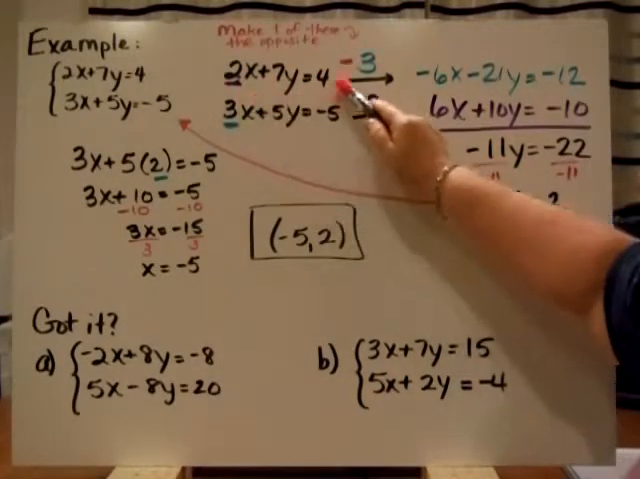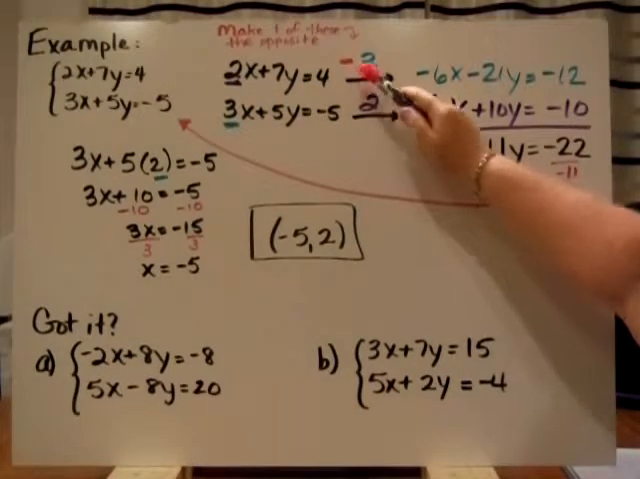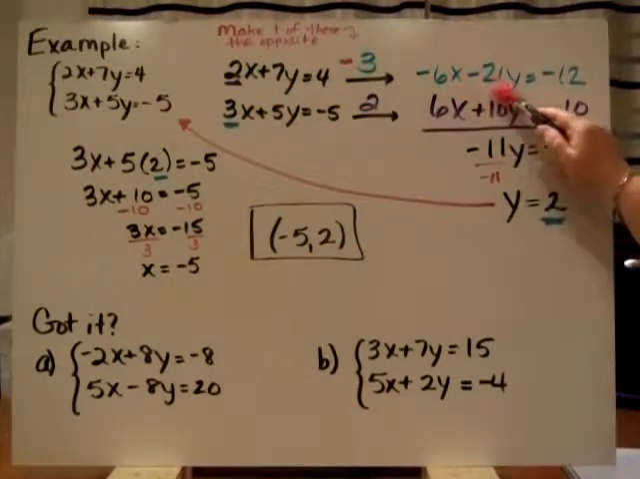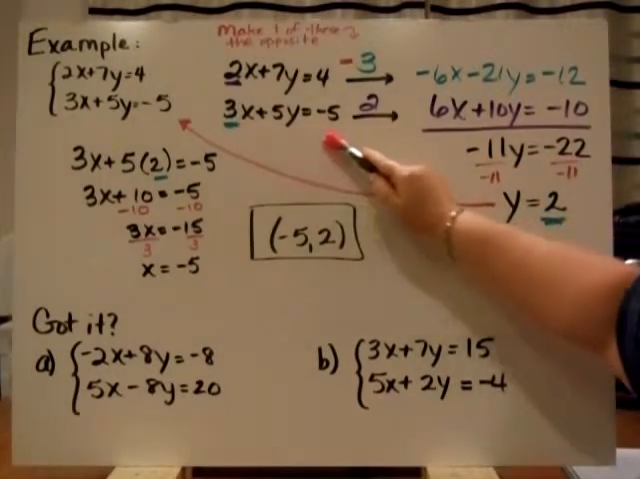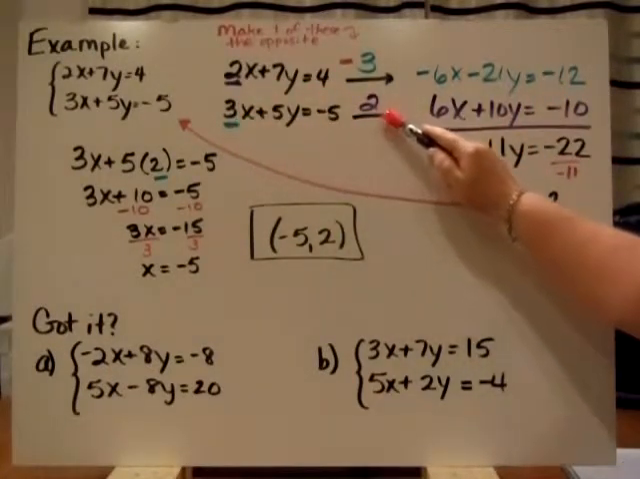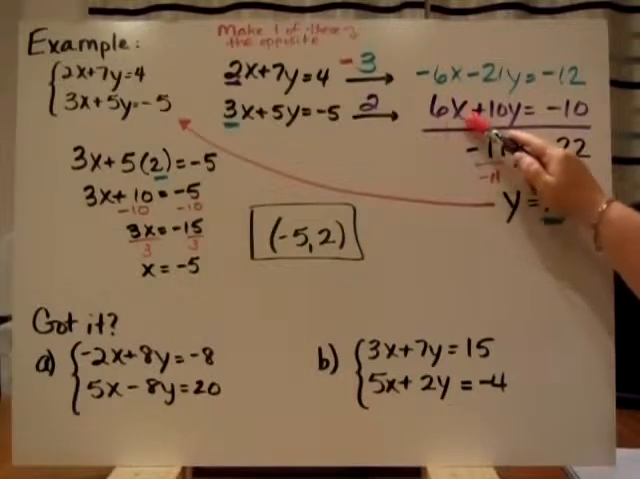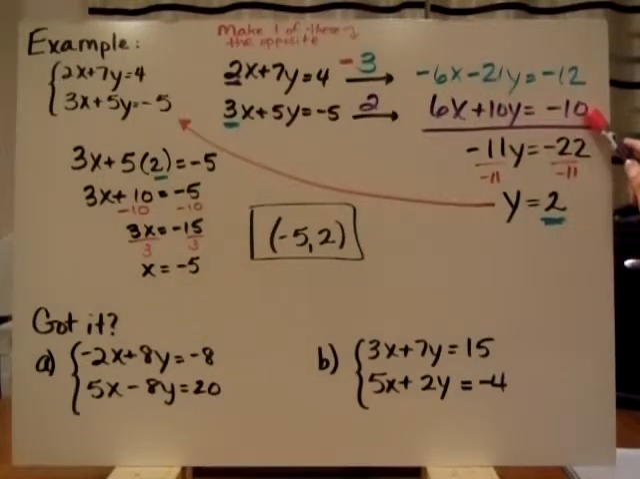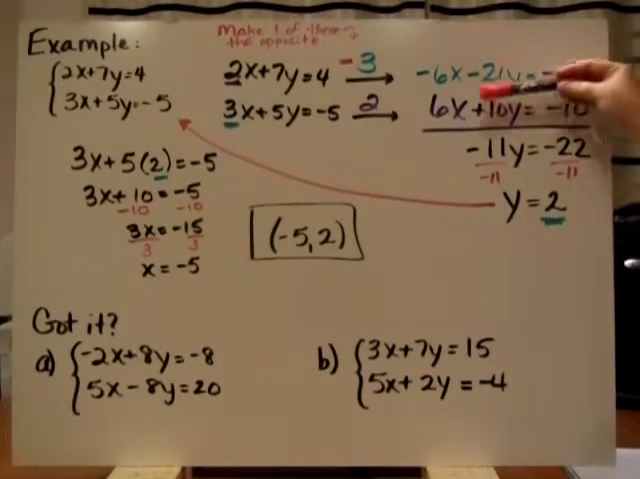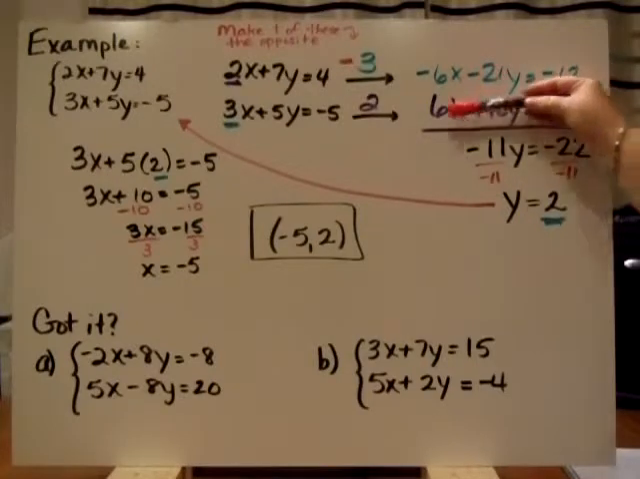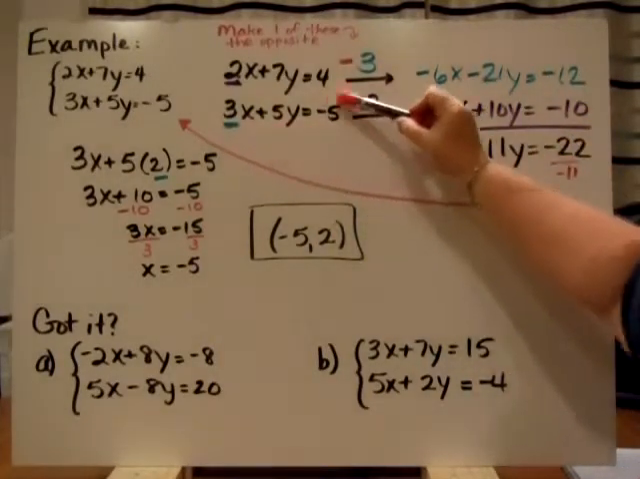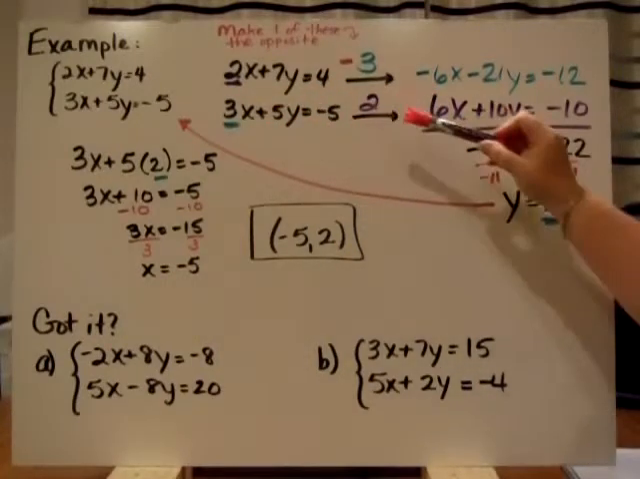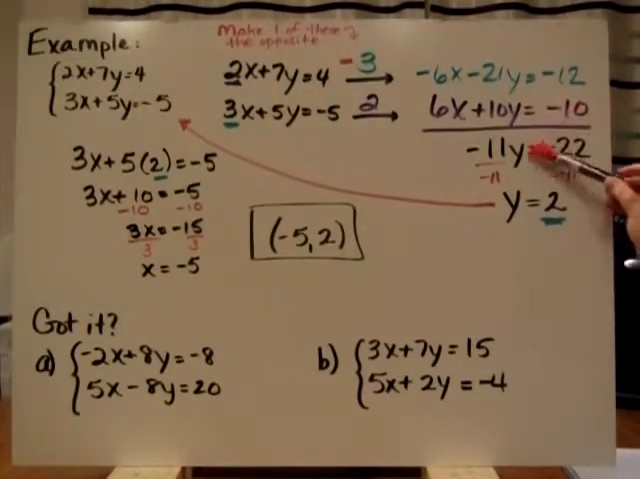So I multiply this whole equation by negative 3, and I get a negative 6x minus 21y equals negative 12. I multiply this whole equation by 2, and I get 6x plus 10y equals a negative 10. They're still the same equations, they just look different because we multiplied them by a number, but since we multiplied the whole equation by the same number, it's still an equivalent equation.